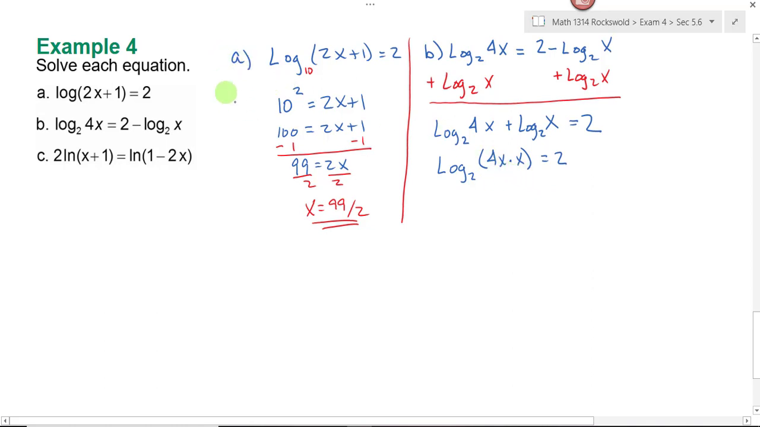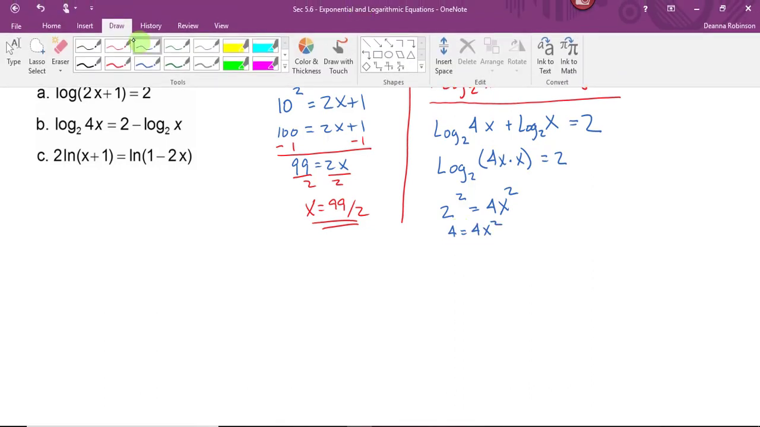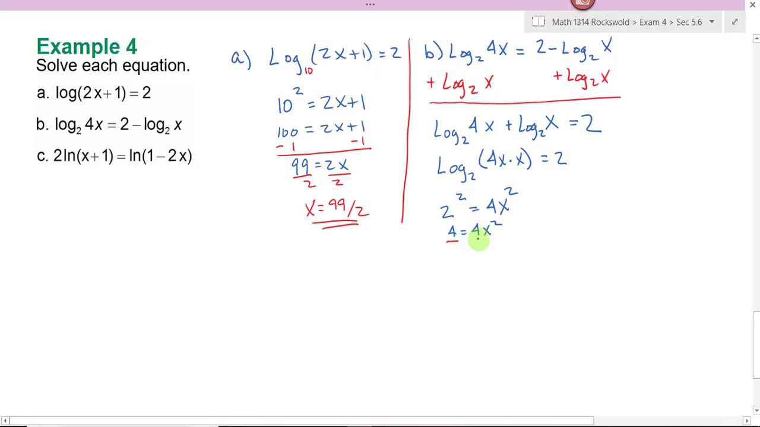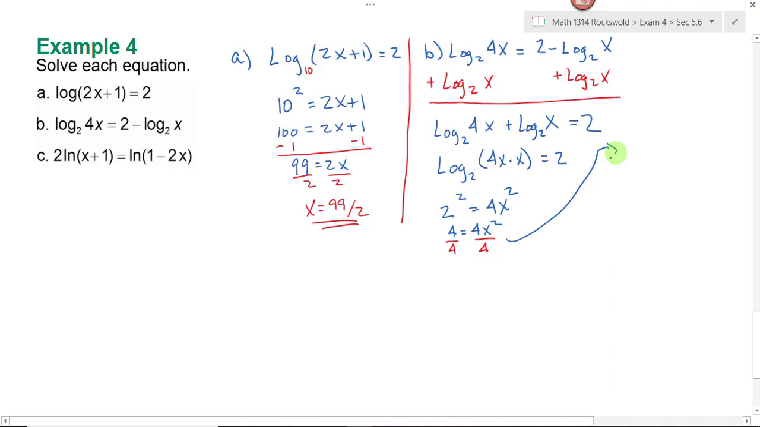And how did I tell you to solve the one in part A? Rewrite that log as an equivalent exponent. So the base of the log is the base of the exponent. What the log is equal to is the exponent, and 4x times x is 4x squared. So that means that 4 is equal to 4x squared, and in order to solve this, I would divide both sides by 4, and that will give me x squared is equal to 1.